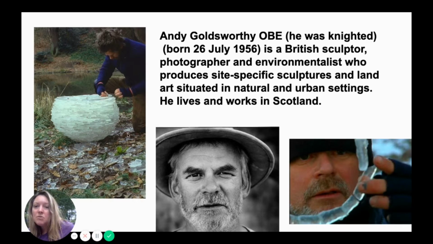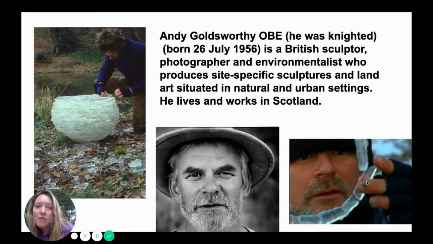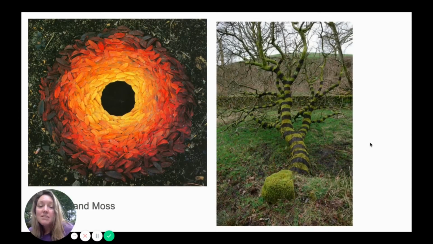Here he is actually using ice to build a vessel. And you can see here, he's melting the ice with the heat of his fingers, and then he's allowing it to freeze again into a shape. These are by Andy Goldsworthy as well. So he collects leaves of different colors and sorts them, and then uses them as his palette. Just like you use paint on paper, he uses the different colored leaves to form an image. The tree that has stripes, he painted with the moss and the mud right at the base of the tree. So he used what he found in nature to create this artwork.